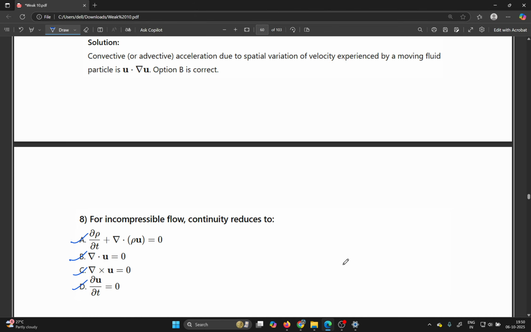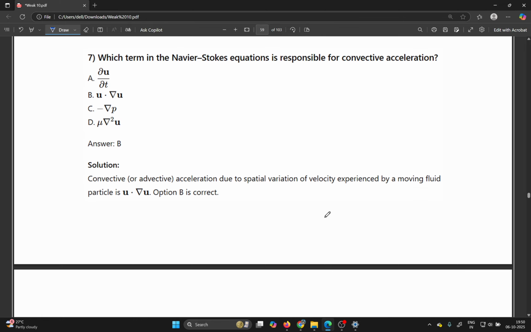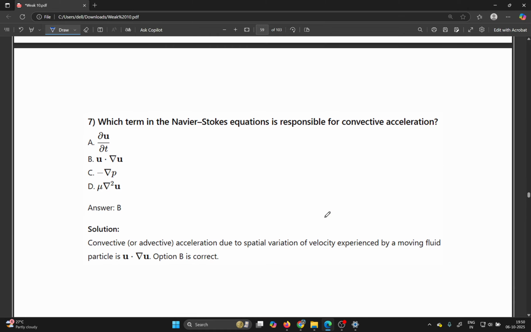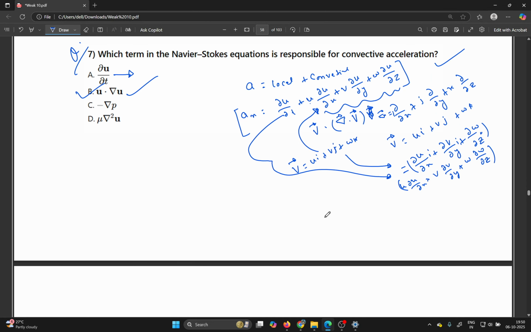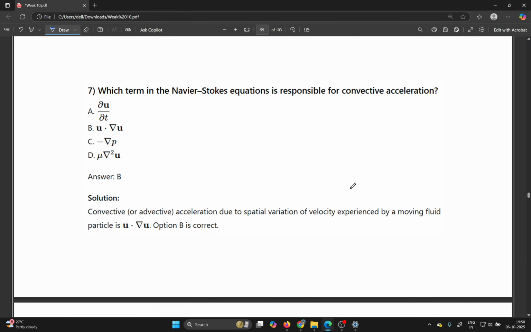Okay, so now I got the concept. Before moving on to question number 8, let us discuss question number 7, how we'll get it. Here I have already discussed these two things. The del operator into velocity, so finally you will get del u by del x plus del v by del y plus del w by del z.